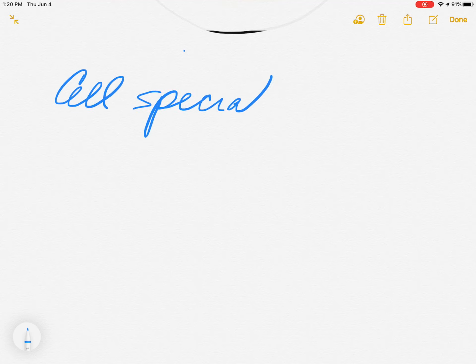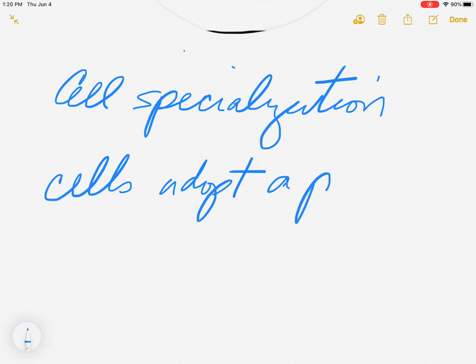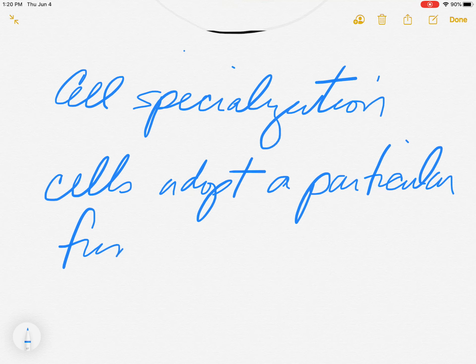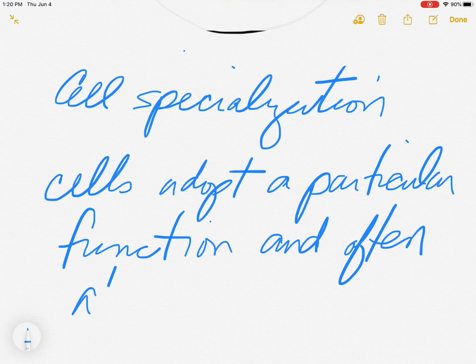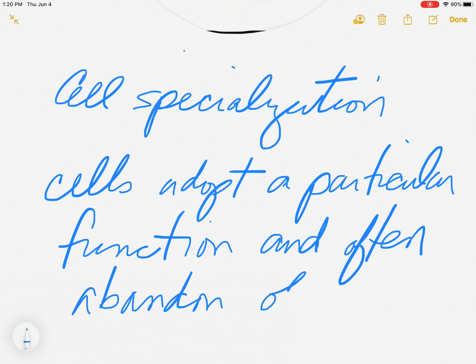Cell specialization is a very important concept. And what it means is cells adopt a particular function and often abandon other functions. Whoops, let's spell that again. Let's abandon other functions.